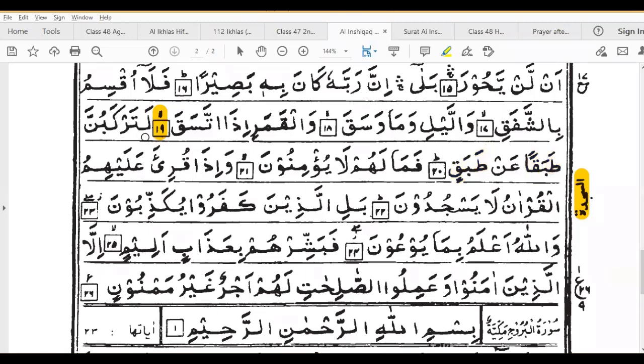So one more time. Say this verse again for me. لا تركبن طبقا عن طبق. Excellent, mashallah. Really, really nicely read.